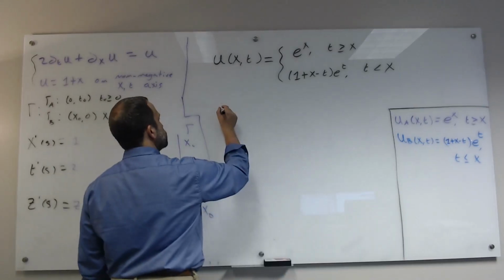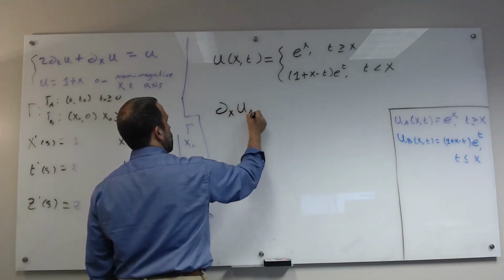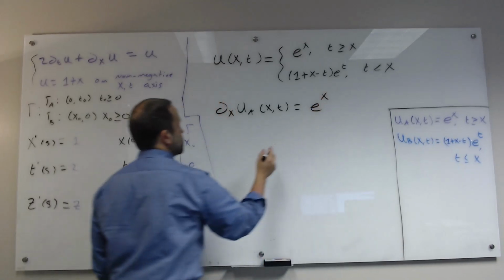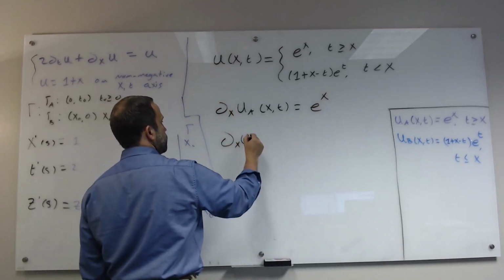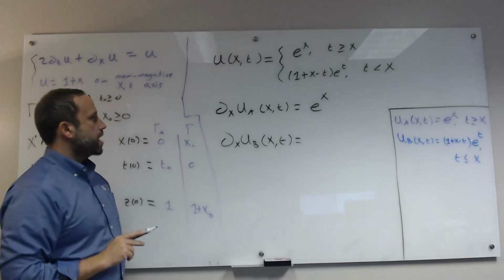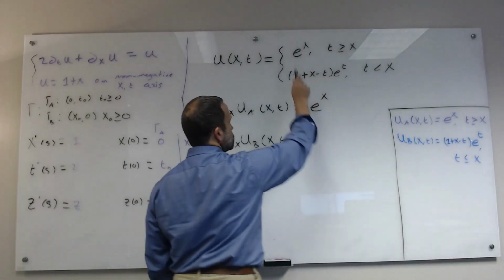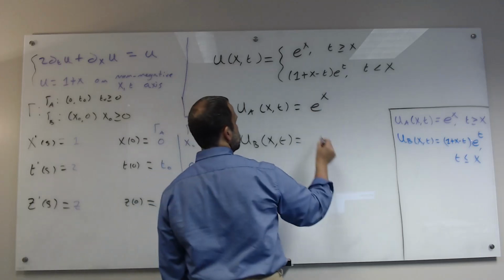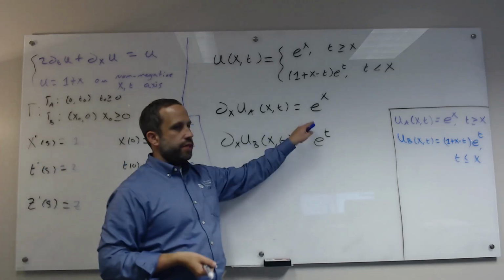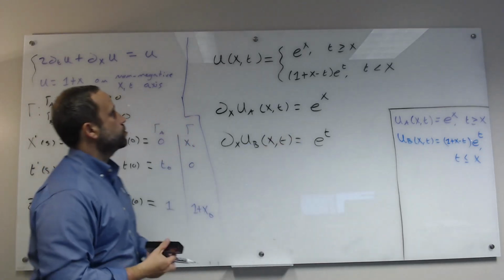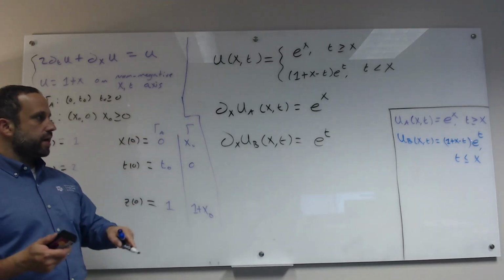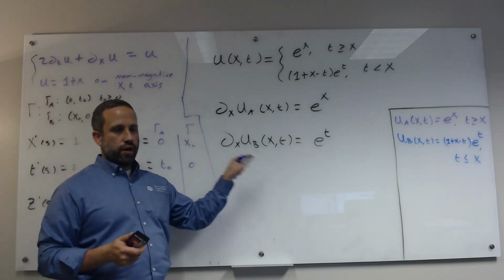Okay, so the x derivative of u_a of (x,t) is equal to e to the x, and the x derivative of u_b of (x,t), well, it's going to be the derivative of this with respect to x, which is just 1 times e to the t, which is e to the t. And if x is equal to t, these two things are equal to each other. So we see that the x derivatives are equal on the line t equals x. In other words, the x derivatives are continuous.